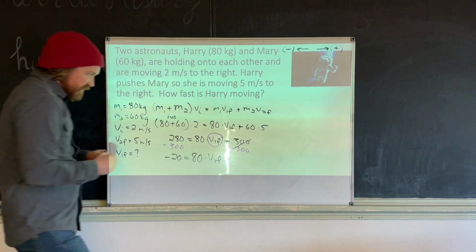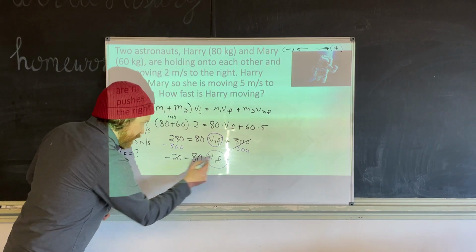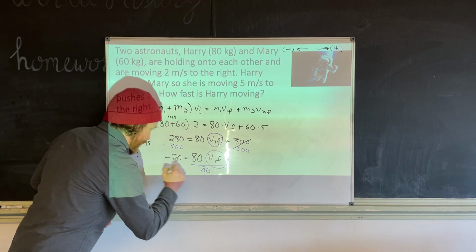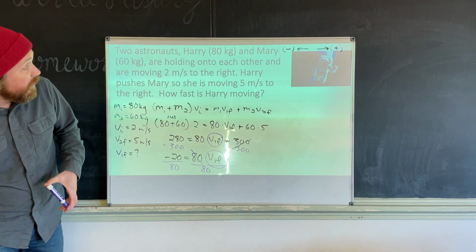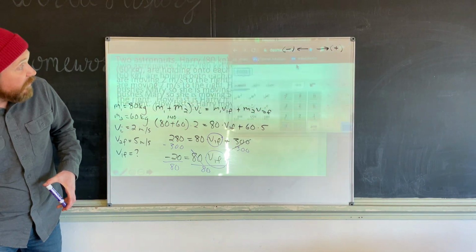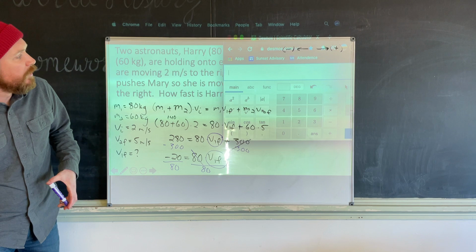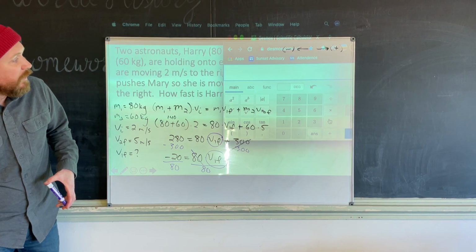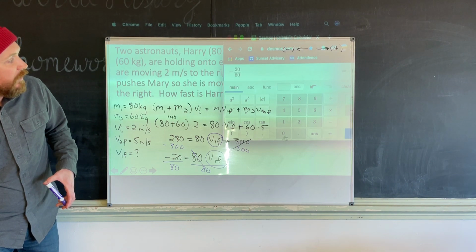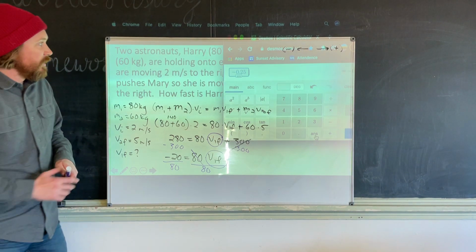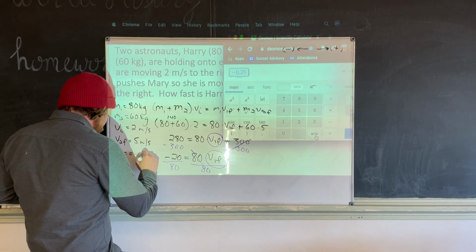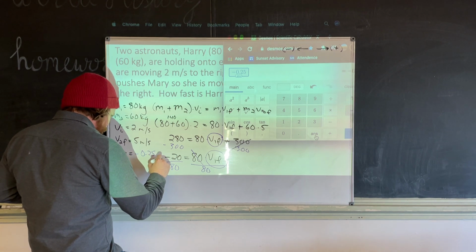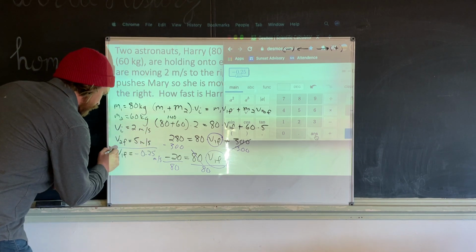Now, same old thing. V1F is what we want. This is being multiplied, so we divide by the 80. 80 divided by 80 gives me 1. And going back to our calculator, clearing everything out, this gives me negative 20 divided by 80. And negative 20 divided by 80 gives me negative 0.25. Negative 0.25 meters per second. And there's your answer right there.